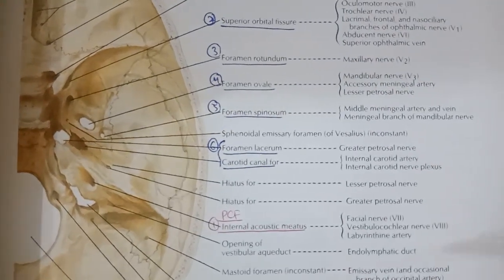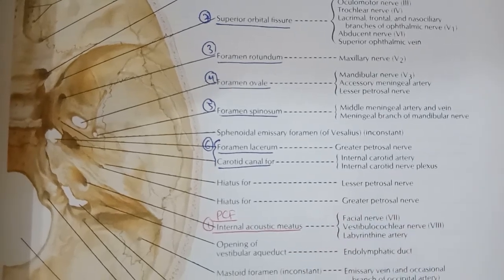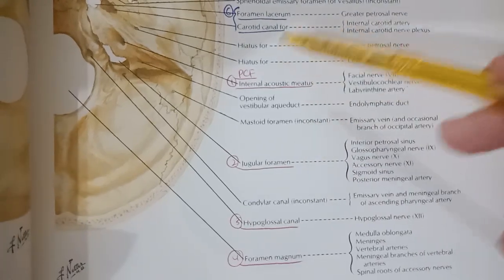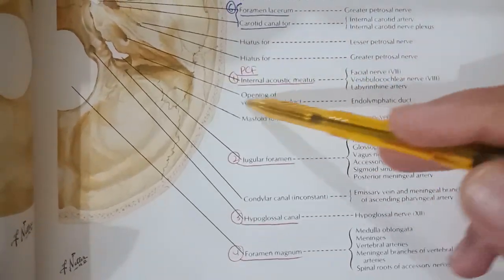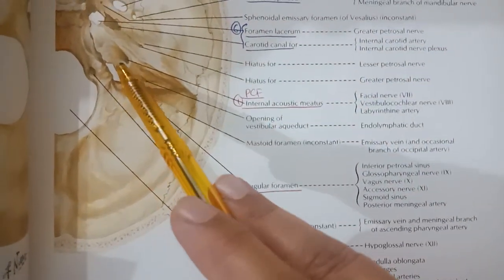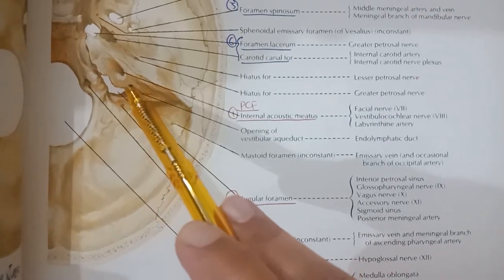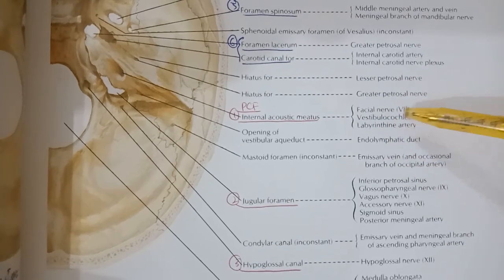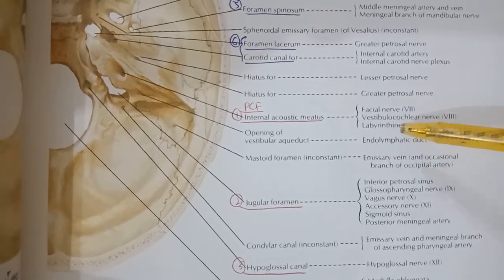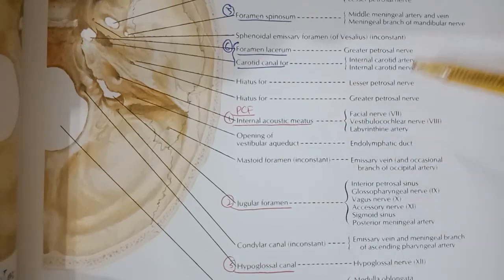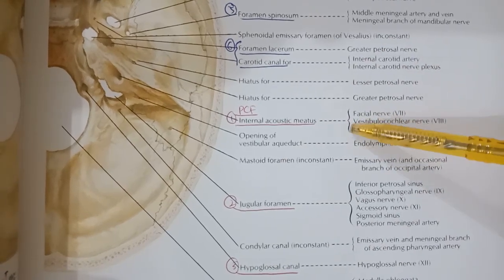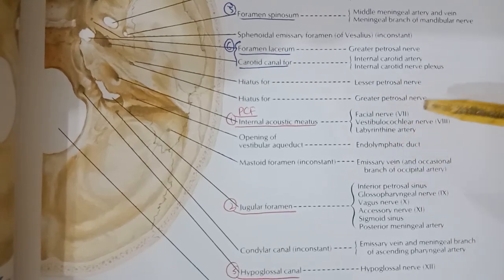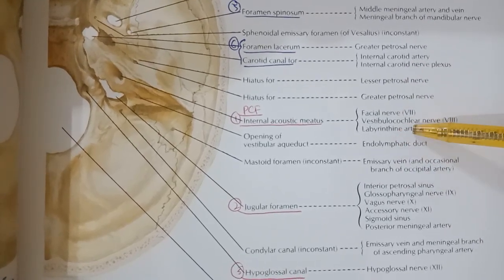The posterior cranial fossa comprises of just 4 important foramina. I won't go into the details of the rest of them because they are not so important. The most important is the internal acoustic meatus, which lies within the petrous part of the temporal bone, and this is for the 7th nerve, facial nerve, and the 8th nerve, which is the vestibulocochlear nerve. There is also a passage for the labyrinthine artery, which is a very important artery for the inner ear. So it allows the 7th and 8th nerves and the labyrinthine artery.